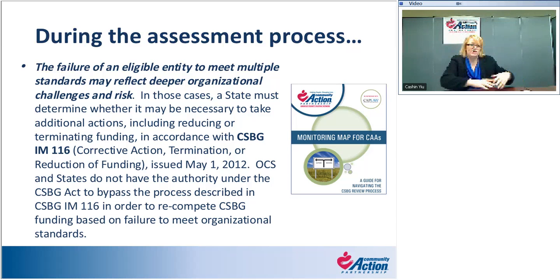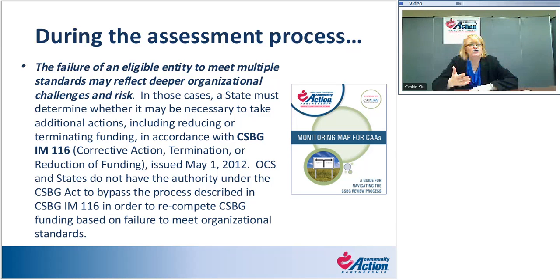So the standards are one piece, but there are going to be elements that fit within the Act and fit within existing state monitoring that if you're missing repeatedly, then you possibly could end up, I would think, in a corrective action plan situation and possibly the IM-116. But again, that's just Denise talking. That is not official guidance.